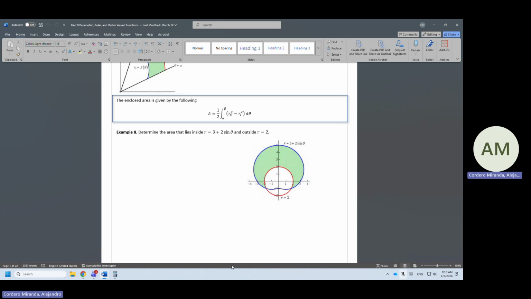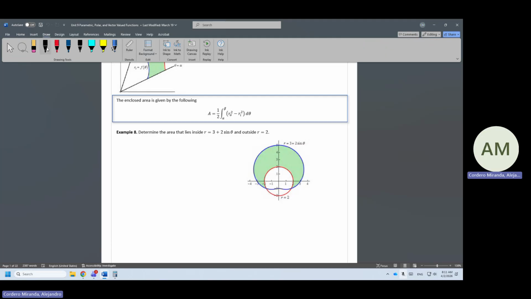Okay, so this one says determine the area that lies inside this and outside of that. And this one's nice because not only did it give you the graphs, but it also labeled them for you, which sometimes they don't do, which is another reason why it's good to know how polar graphs work. But in this case, the blue one on my screen is 3 + 2 sine theta, and r = 2 is the red graph. Okay, so to get the area between, I just have to do the integral.